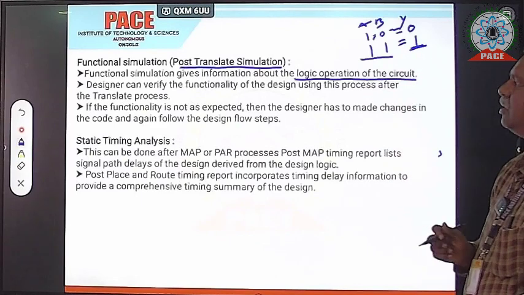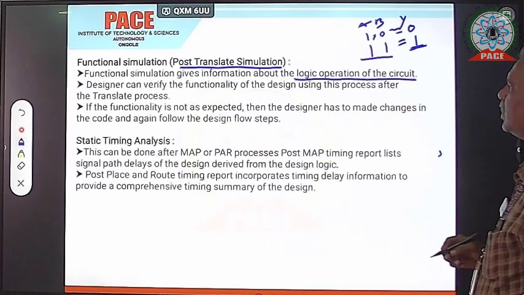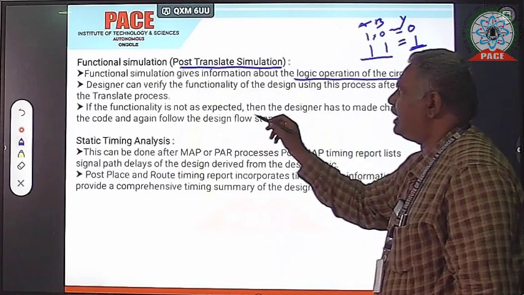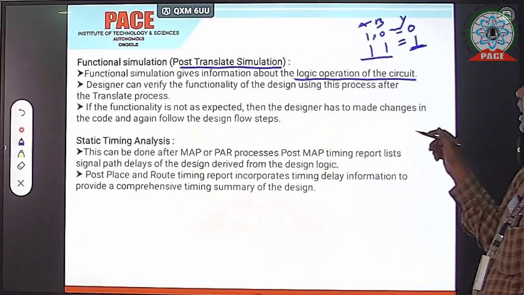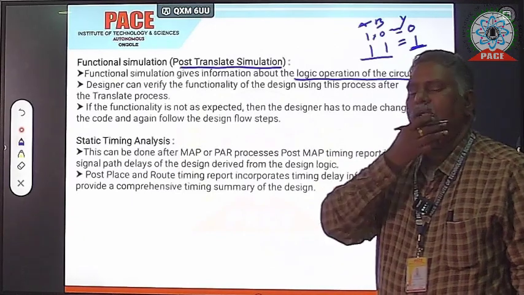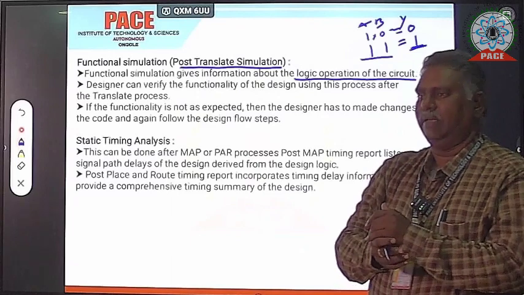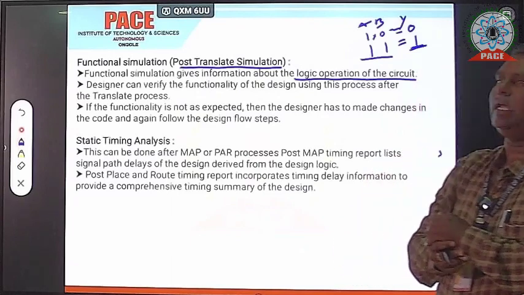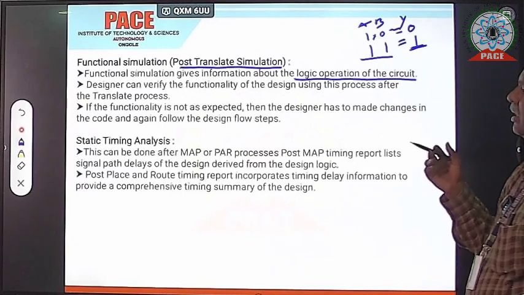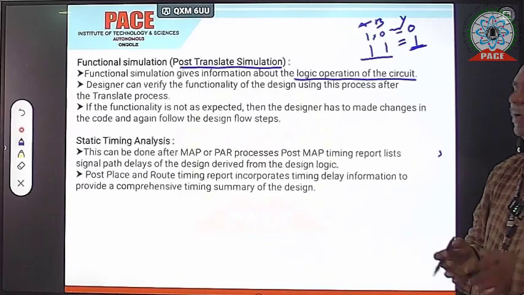So the next one is an unexpected result. If any problem occurs and the expected outputs are not obtained, then the designer has to change his design, or he may write the VHDL code again. So next one is the static timing analysis.